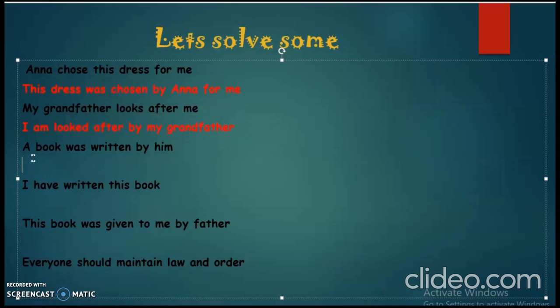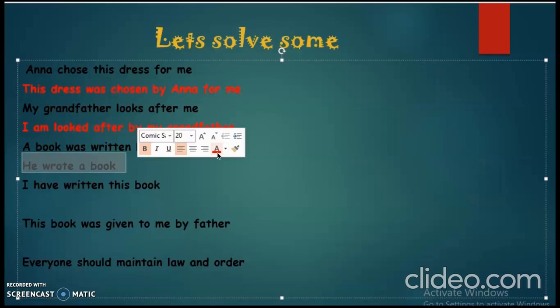Okay, a book was written by him. So this is such a simple sentence. A book was written by him. Can anyone tell me the answer? It's very simple. A book was written by him. So, he wrote a book. See, by him. So, OVS. Him will become he. Written will become wrote. A book. Yeah, that's simple as that.